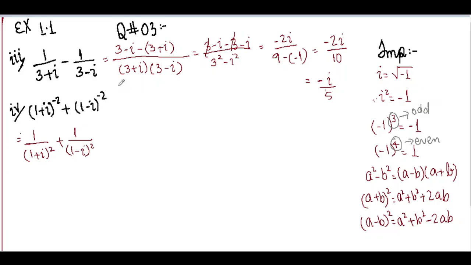Now again, we have to take the LCM like we did in the previous part. So for taking LCM, we write it as a big dash and then 1 plus iota whole square into 1 minus iota whole square, and here it becomes 1 minus iota whole square plus 1 plus iota whole square. Now it is the formula of a square.